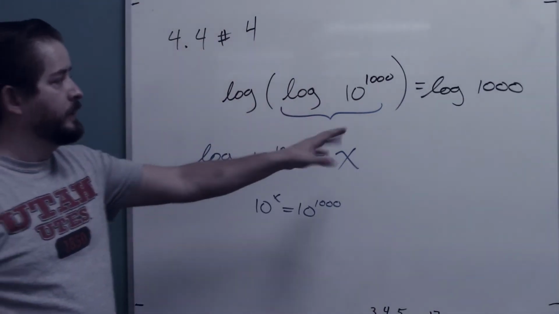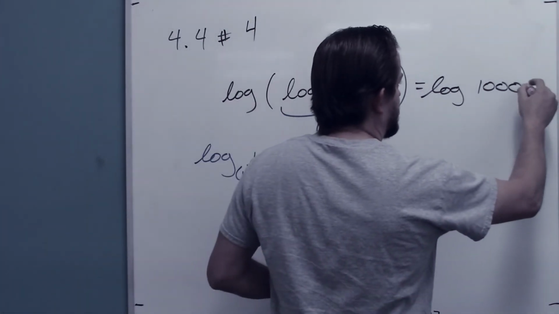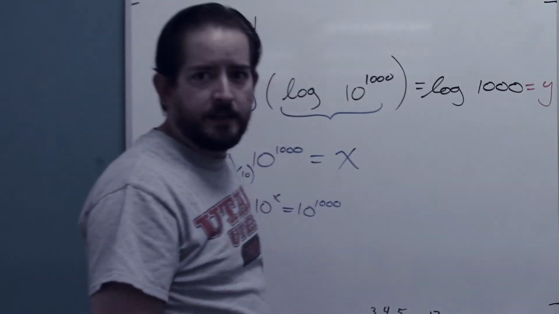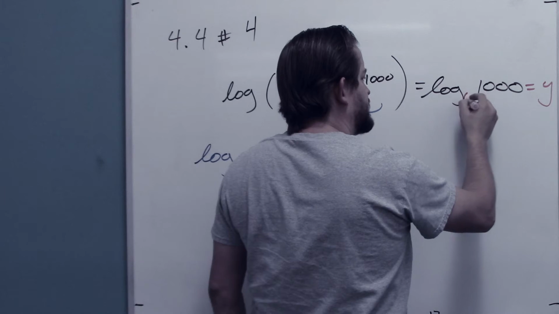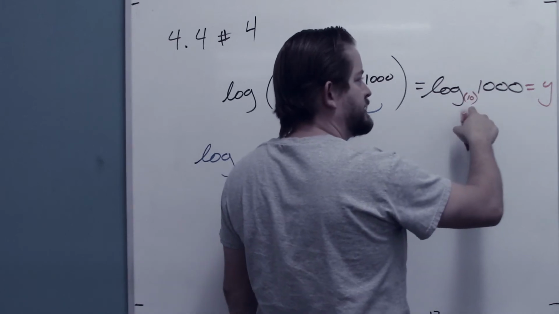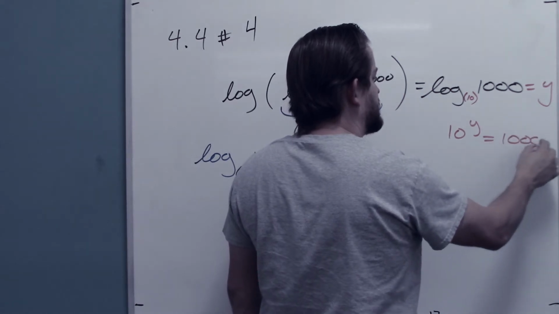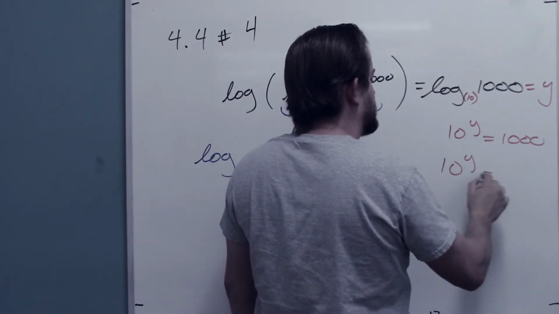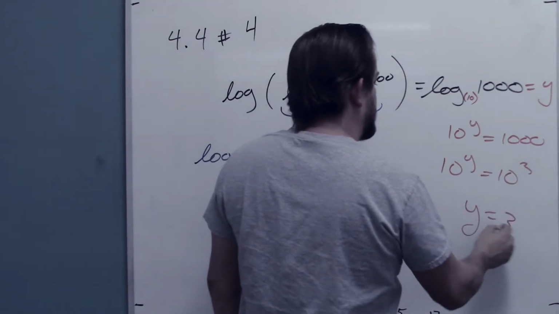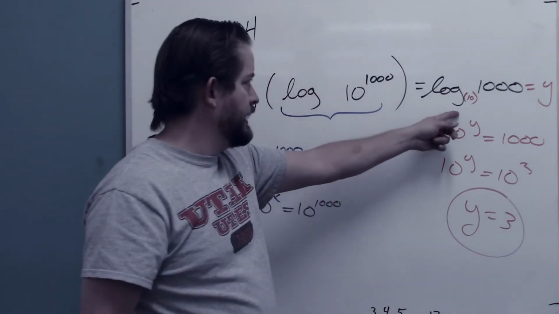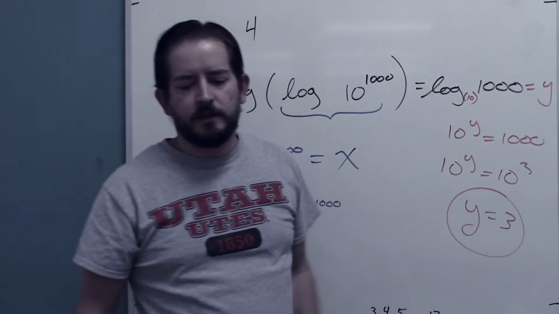And so I can say, well, gee, this has to be equal to something as well. Let's just go with y. And so then I have, again, this 10 because it's a log with no base written, so it's 10 to the y is equal to 1,000, but 1,000 is the same thing as 10 to the third, and therefore y has to be equal to 3, and that's what I was looking for. This whole thing at the end is equal to y, which is 3, so my answer, 3.